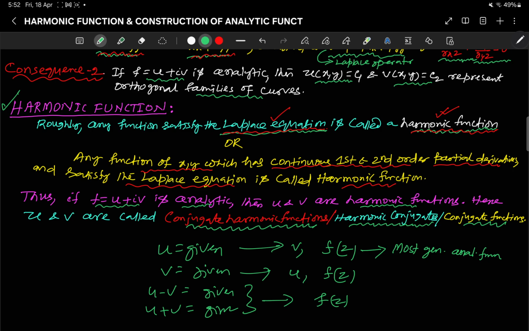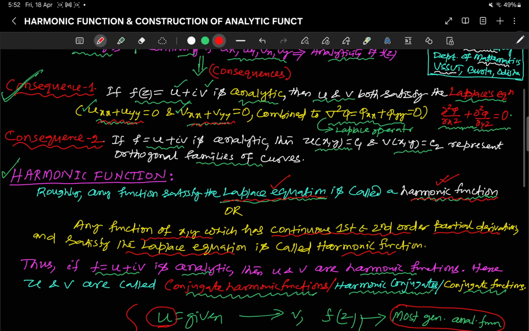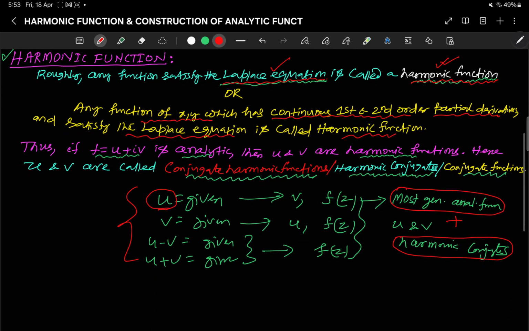As I have told you, u given, find the harmonic conjugate of u. So this u and v are called harmonic conjugates. That means sometimes you are given one part and asked to find the harmonic conjugate as well as the most general analytic function. So our major concern is to discuss problems of these aspects. Now let us prove consequence 1 and consequence 2. Subsequently we proceed towards solving different problems.